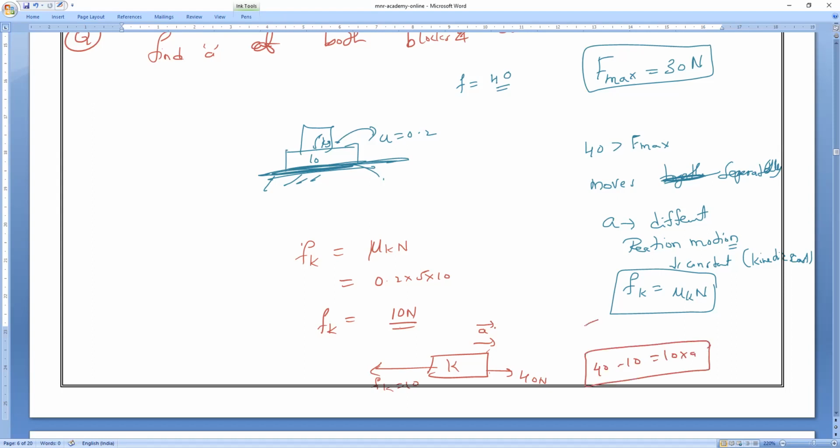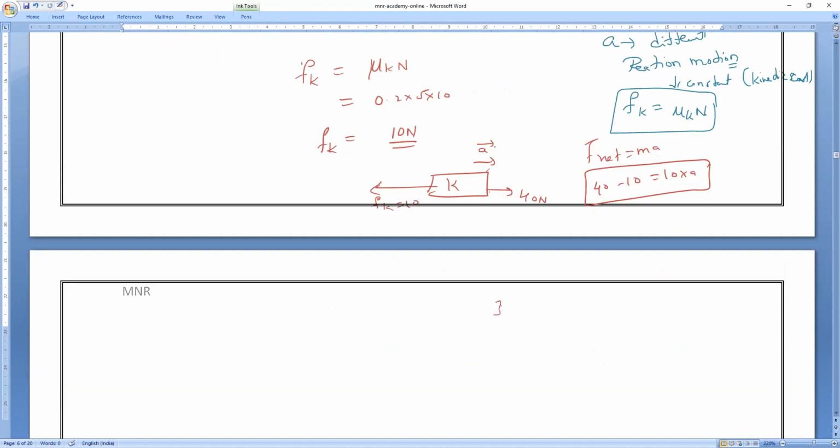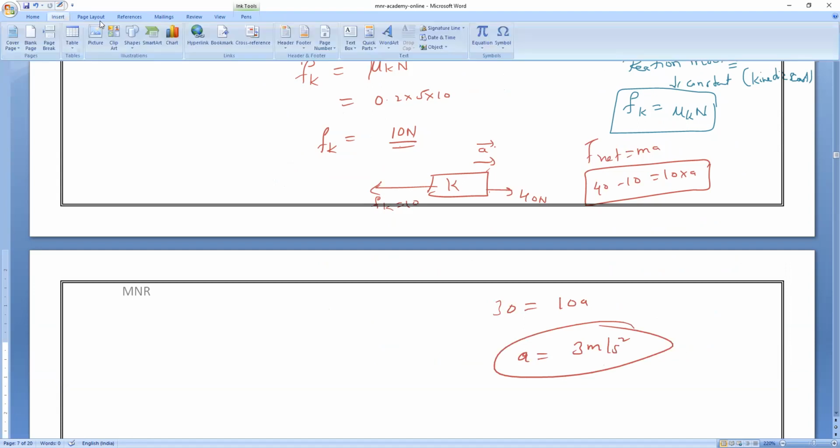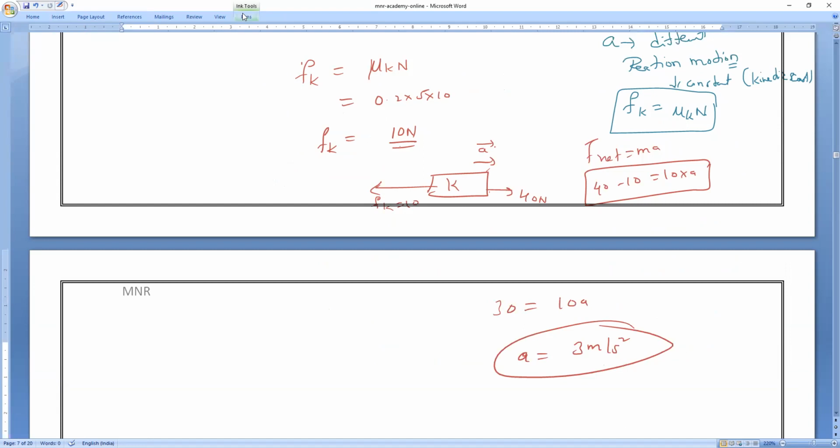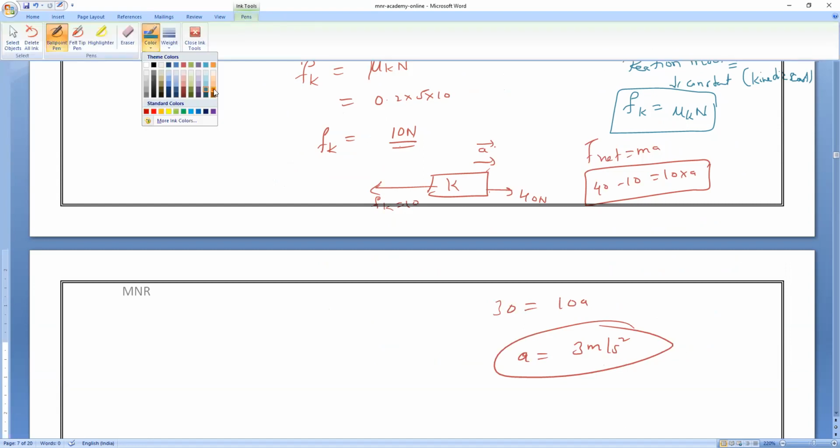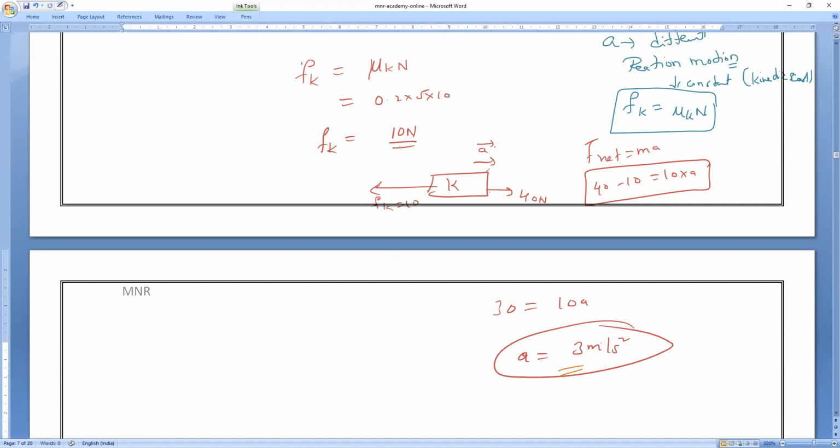10A. F equals MA. So 40 minus 10, so I'll get the equation 30 equals 10A. So A is equal to 3 meter per second square. Do you all understand? We have already solved this, it's not the first time we are solving. So what is the acceleration equal to? Acceleration is equal to 3 meter per second square.